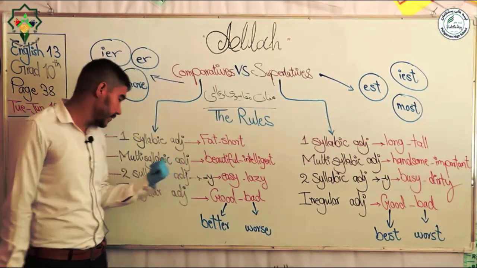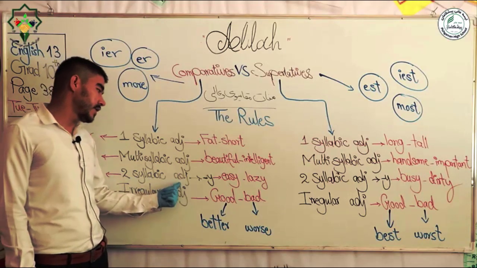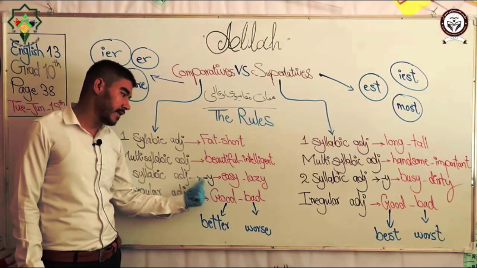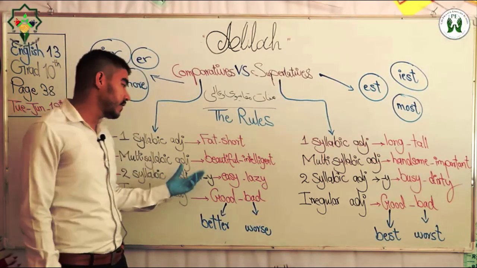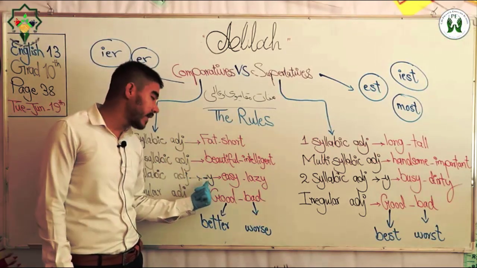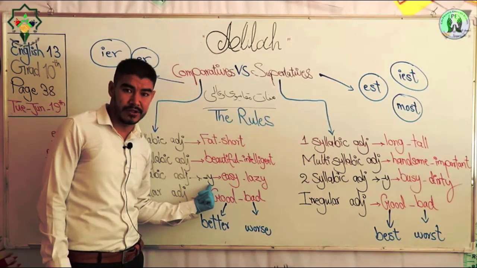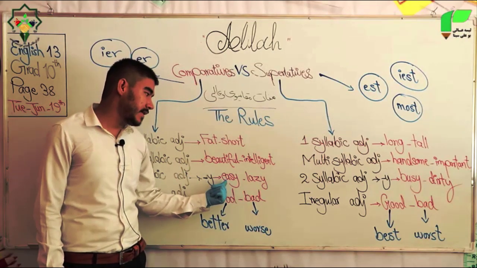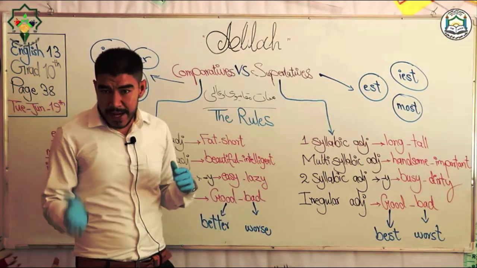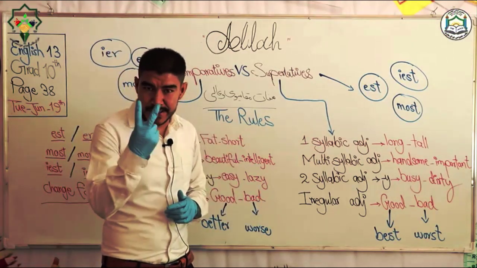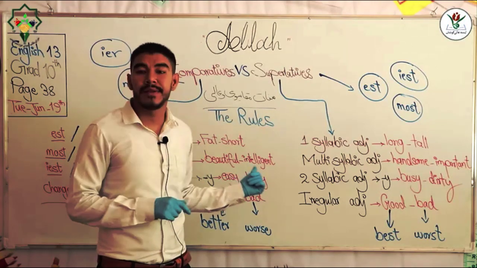Okay. The next one, two syllabic adjectives that end by y. Okay. It is the next rule for that. صفتهایی که دارای دو هجا باشند و در آخرشان حرف y قرار داشته باشد. Like easy, lazy, and etc. Easy, it has two syllables. At the end of this word there is a y.